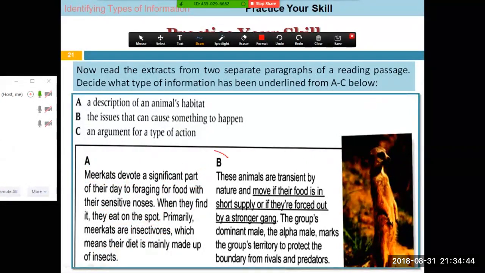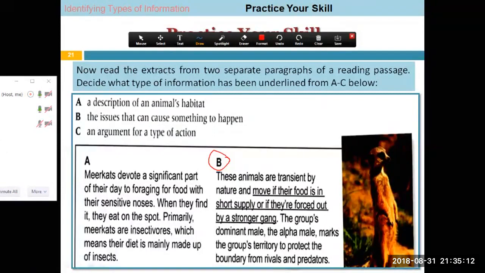So now the second paragraph, doctor. Yes, sir. Please read. Okay. These animals are transient by nature and move if their food is in short supply or if they are forced out by a stronger gang. The group's dominant male, the alpha male, marks the group's territory to protect the boundaries from rivals and predators. Predators, right. So what does this mean?